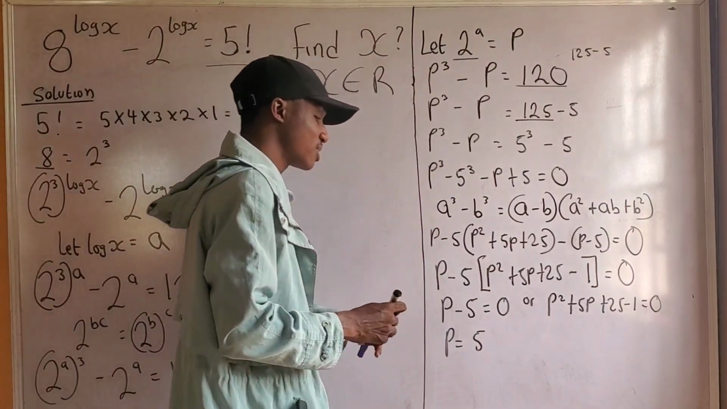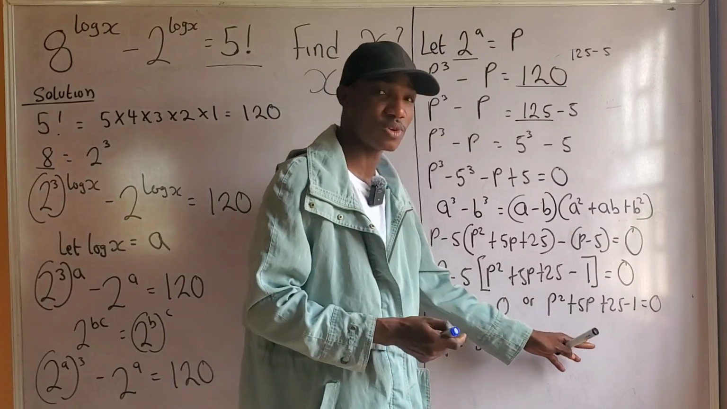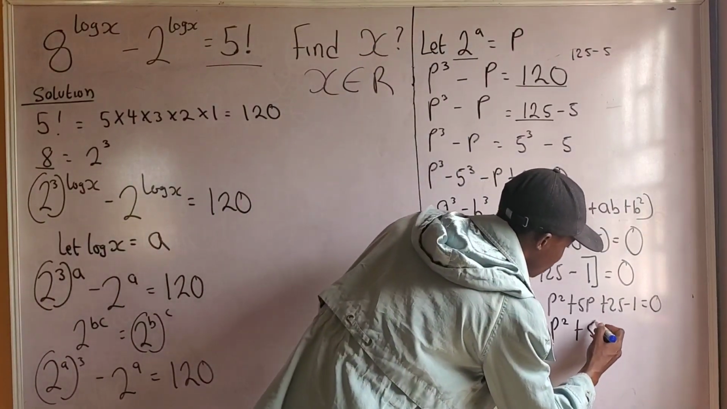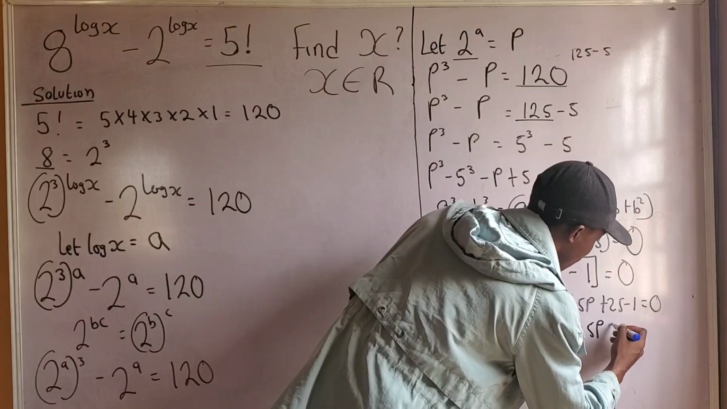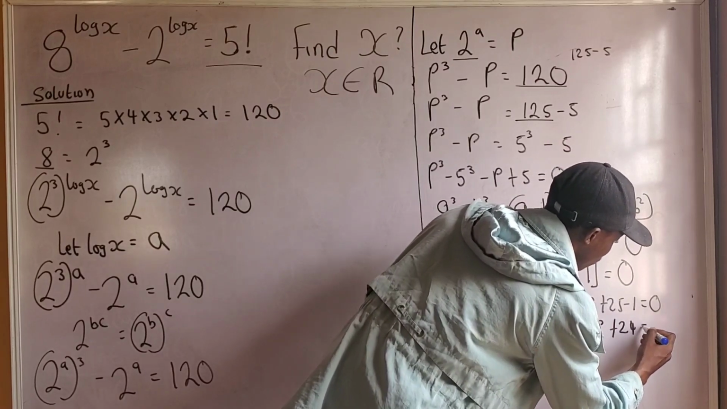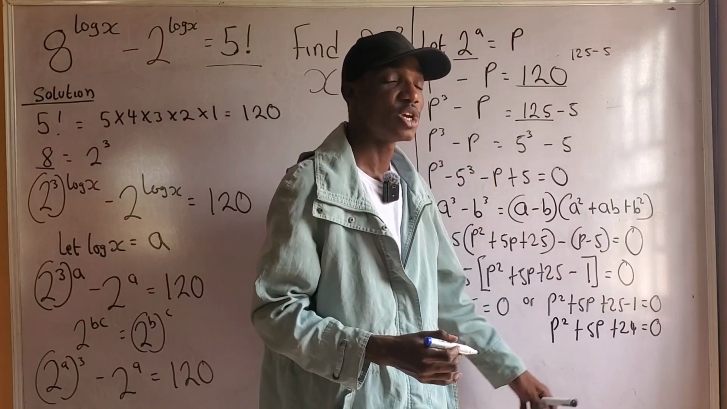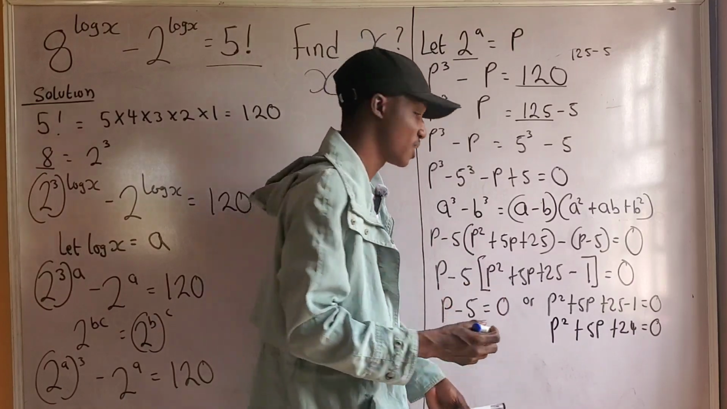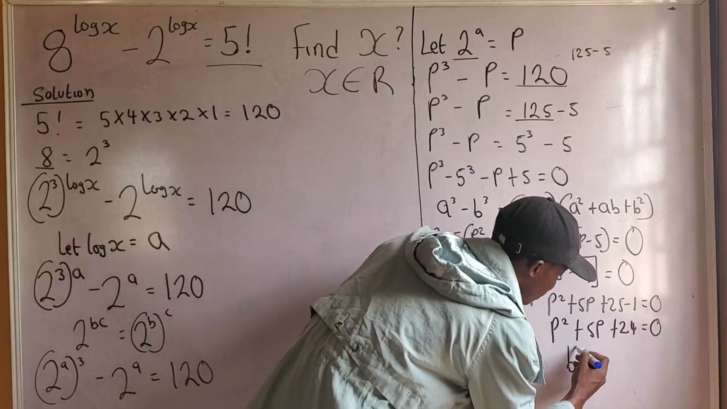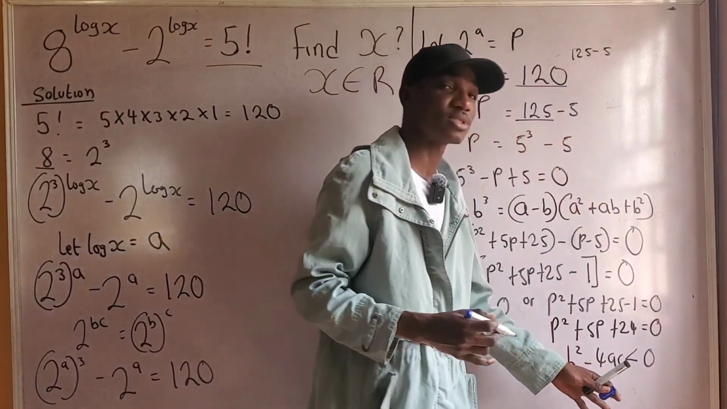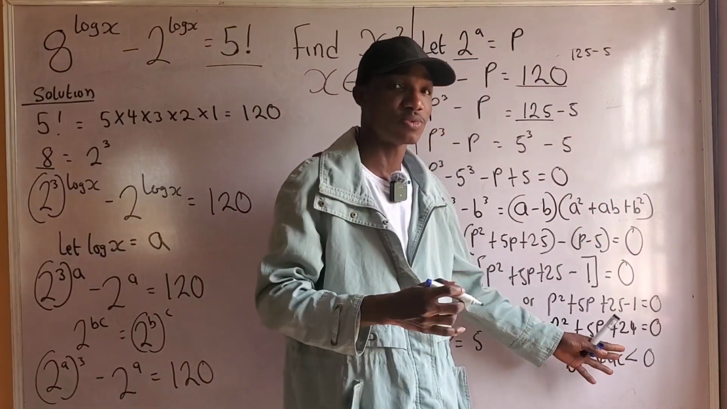Okay, now having gotten the value of p as 5, now listen to me carefully. This quadratic equation, p squared plus 5p plus 24 equals to 0. If you take the discriminant of this quadratic equation, it will be less than 0. Do you know? The discriminant, that is b squared minus 4ac, will be less than 0. And the simple reason is because we cannot, so we don't need to solve this quadratic equation.